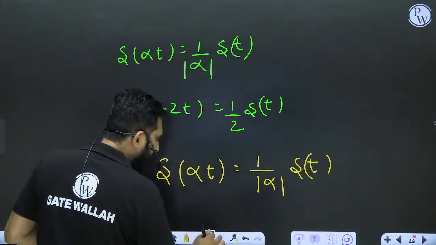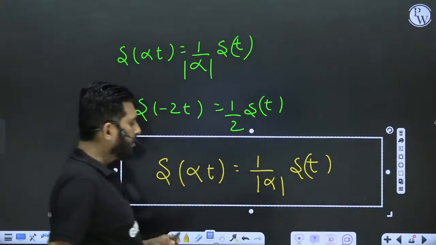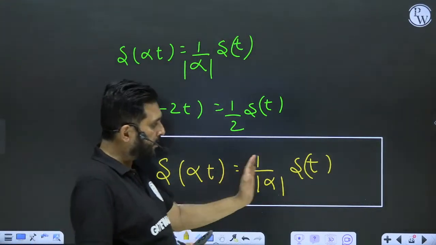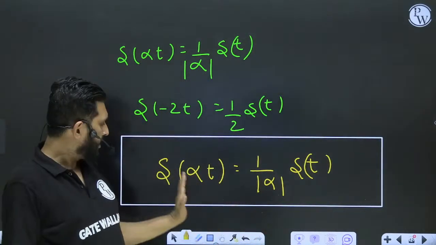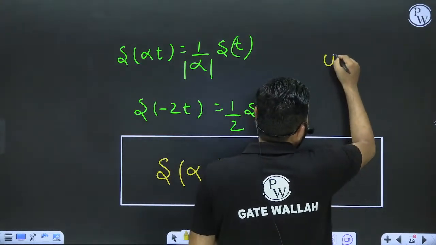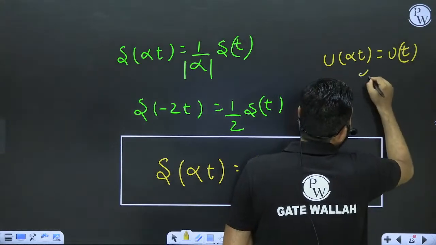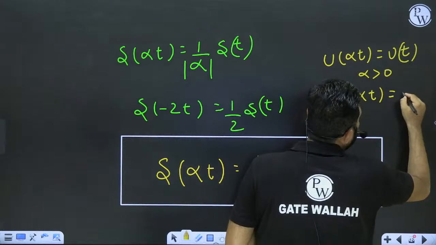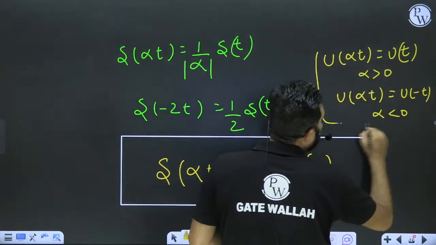Technically I derived this not in a mathematical way, but in a heuristic way. Heuristically means just by intuition, just by our knowledge, I derived delta of alpha t to be 1 by mod alpha delta of t. Mind it that in the last class we said u of alpha t was u of t if alpha is greater than 0, and u of alpha t is u of minus t if alpha is less than 0. This is another term that we derived in the last class.